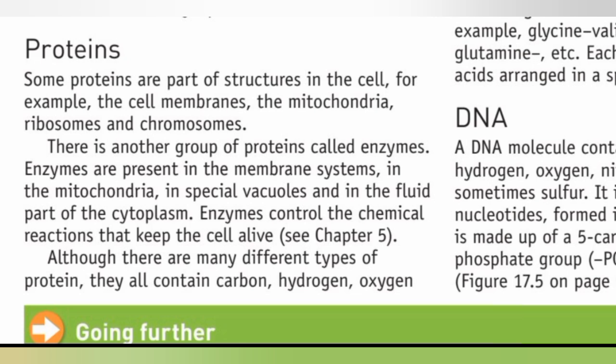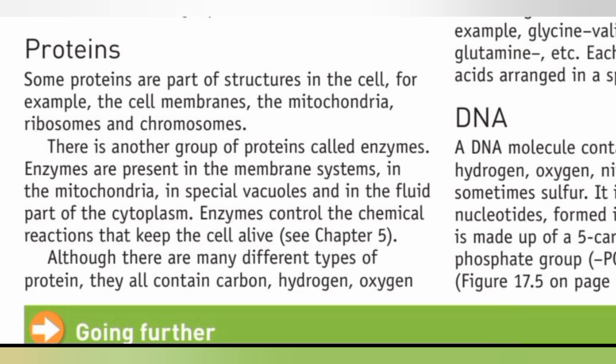Now, the question is where the enzymes are found. Enzymes are found in many different parts of the body, including the cytoplasm, mitochondria, vacuoles, and the cell membranes. Each enzyme has a specific function. For example, some enzymes help break down food molecules, while others help build new molecules needed by the cells.